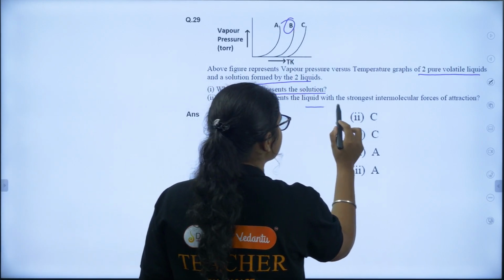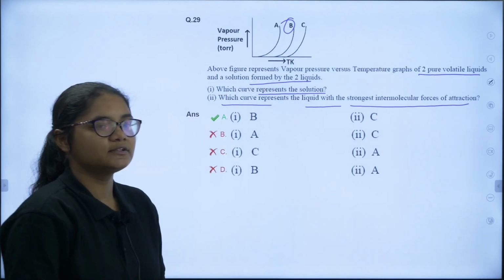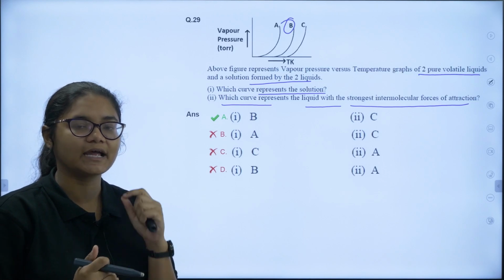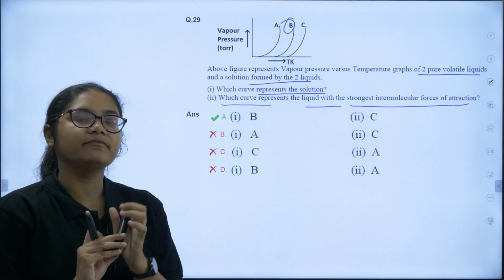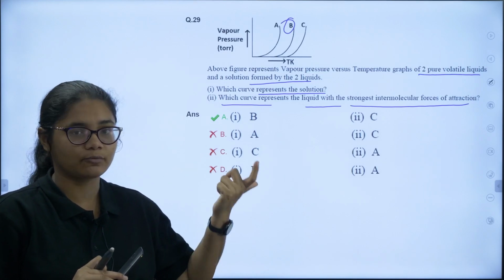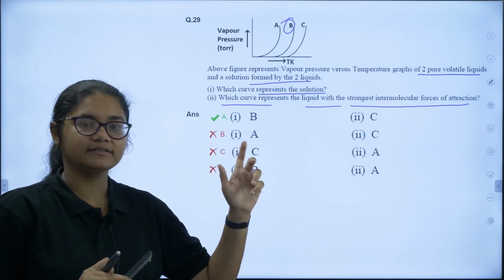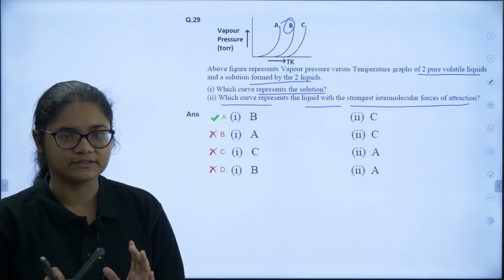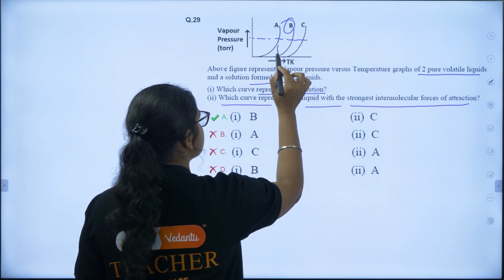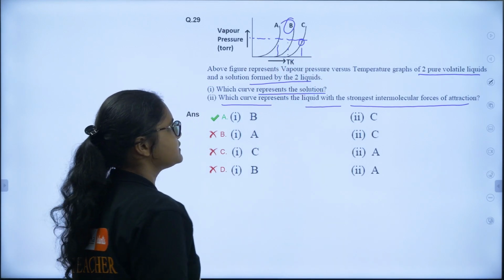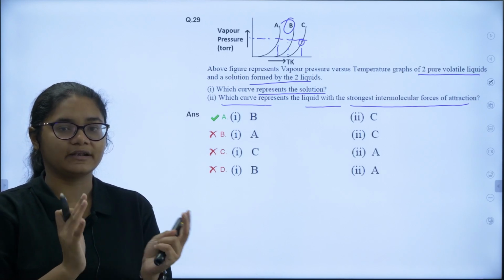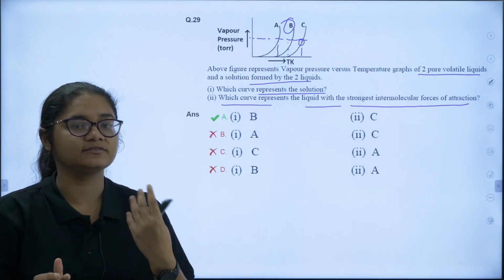Now which curve represents the liquid with the strongest intermolecular forces? If you want to find the liquid with the strongest intermolecular forces, at a particular vapor pressure, the one which has the highest boiling point will have the strongest intermolecular forces. Now let us consider a particular vapor pressure here. If you see at this vapor pressure, C is boiling at the highest temperature, the boiling point of C is maximum. So that means the force of attraction, or the intermolecular forces, in C is strongest, right?